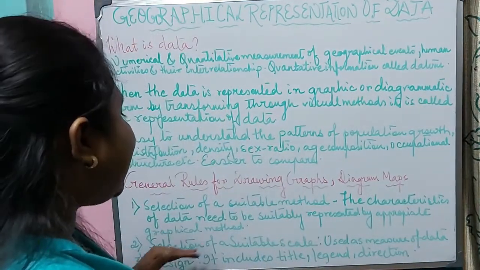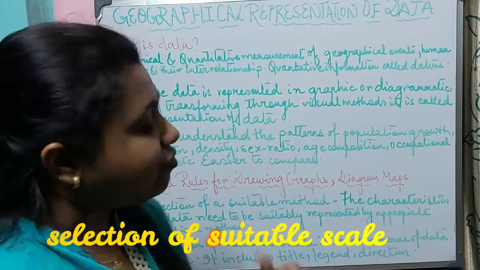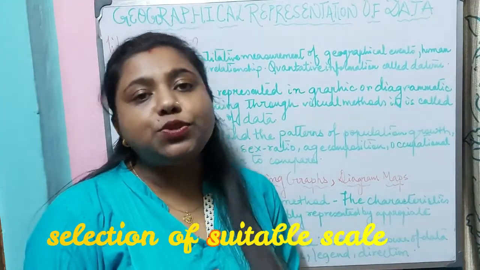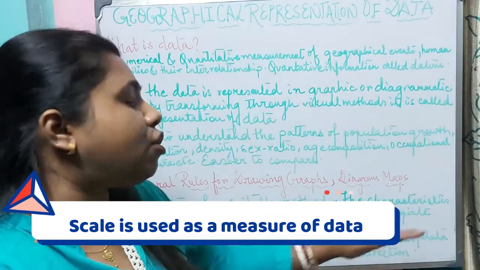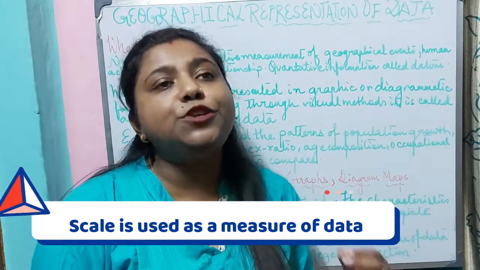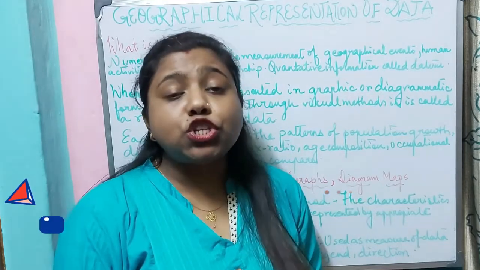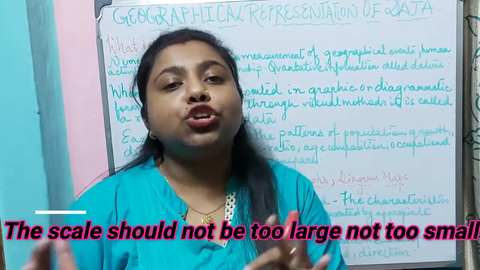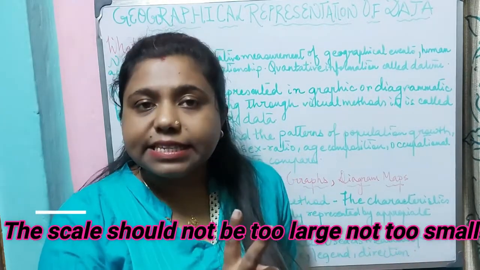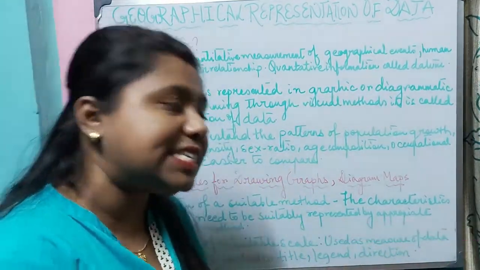Number 2 is selection of a suitable scale. Now after getting the data, we need to select a suitable scale. Scale is referred as a measure of data. We need to select such a scale which should represent all the data. The scale should not be too large, should not be too small. So the second step is selection of a suitable scale.